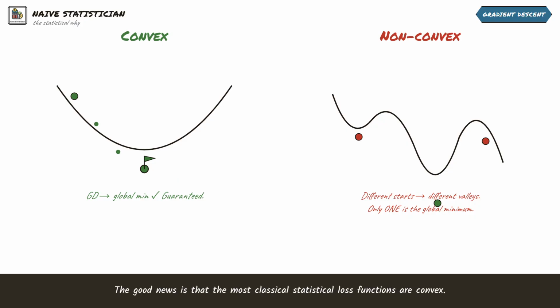The good news is that the most classical statistical loss functions are convex. The sum of squared errors in linear regression, convex. The negative log likelihood in logistic regression, convex. Ridge and lasso losses, convex. For all of these, gradient descent finds the true optimum.